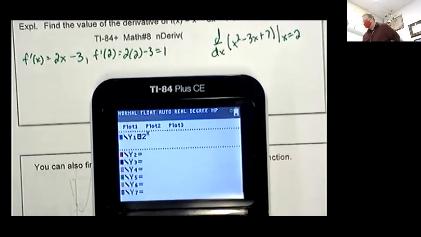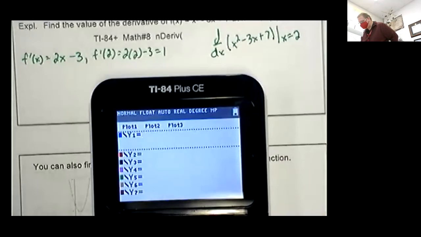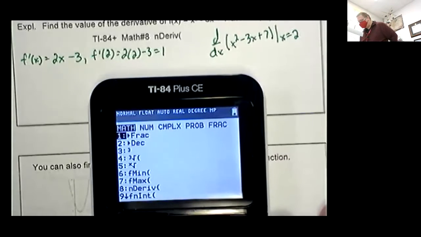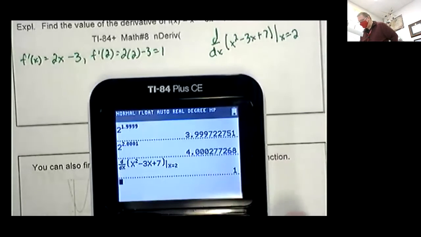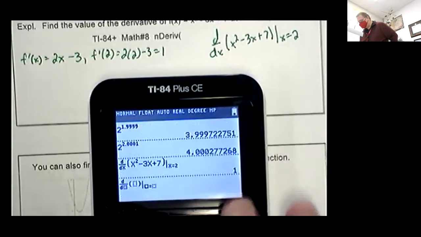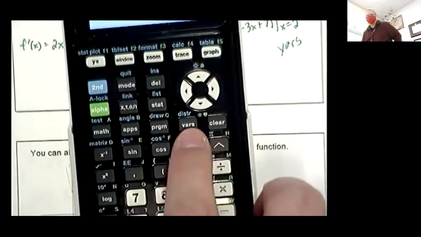Another way to do this is we can actually put this into y equals. So let's put this into y equals, and we have x squared minus 3x plus 7. So that's our y1. It's in our function. So now we can go back to math. Actually, we want to quit out of that. We want to go back to math, do our derivative, again taking the derivative with respect to x. Now we want that y1 function. To do that, we're going to go to vars, and that vars button is right here.